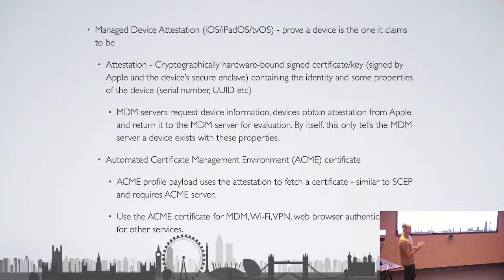So you've got this certificate that's only issued to the device that is the device it's supposed to be. And then that ACME certificate is used for authentication to the MDM itself, Wi-Fi, VPN, within a web browser like Safari to authenticate to things you're signing into, all the things you use a device certificate for at the moment. That's what I think it does. I urge you to watch the video because they do a much better job of explaining it than I could.